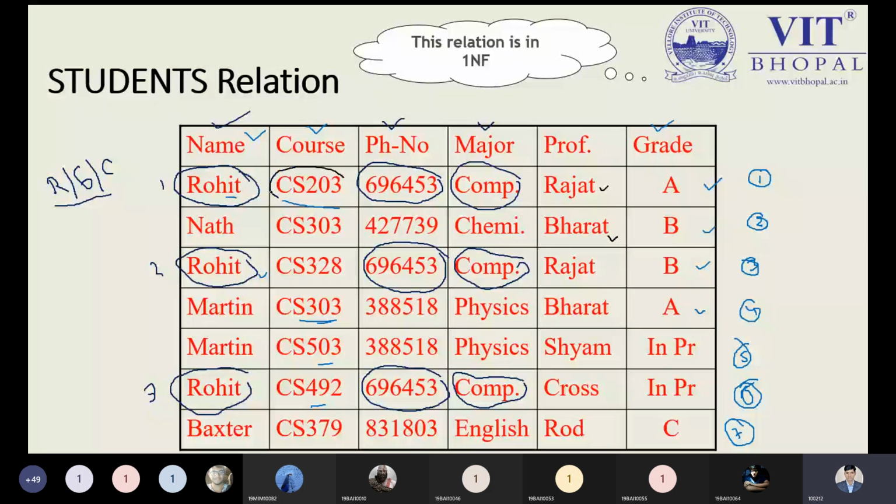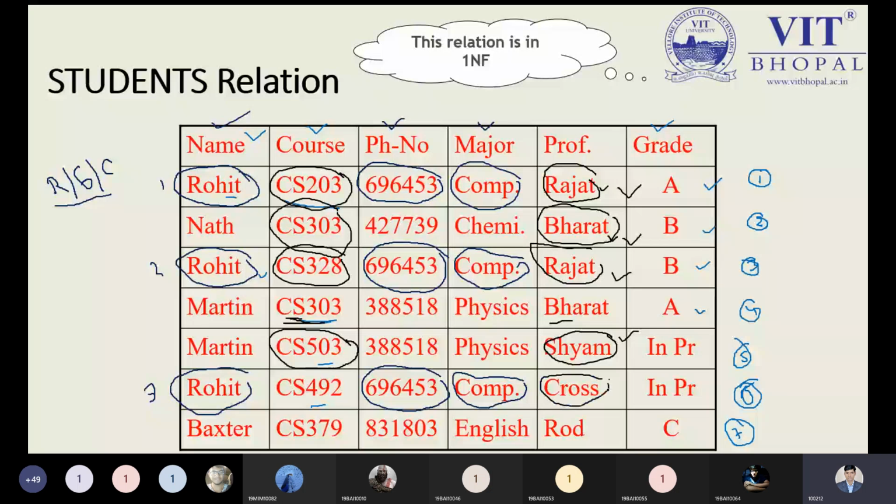And CS303 is offered by professor Bharat, and CS328 is offered by professor Razat. So Professor Razat offered two different courses, CS203 and 328. Here we have a duplicacy record, CS303 and Bharat, so we will not pick this one. We will pick this tuple, this tuple and this tuple. And CS503 is offered by professor Siam, so we will also pick this tuple, and of course another professor is providing this one.